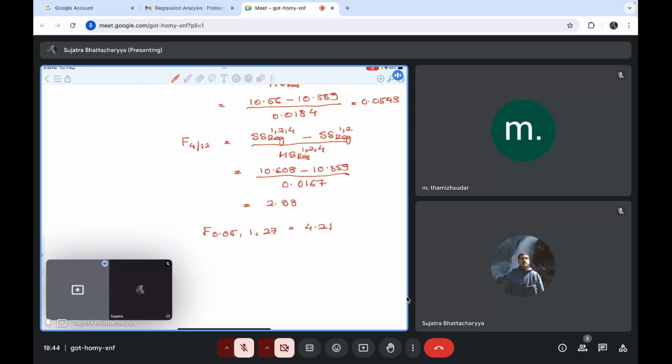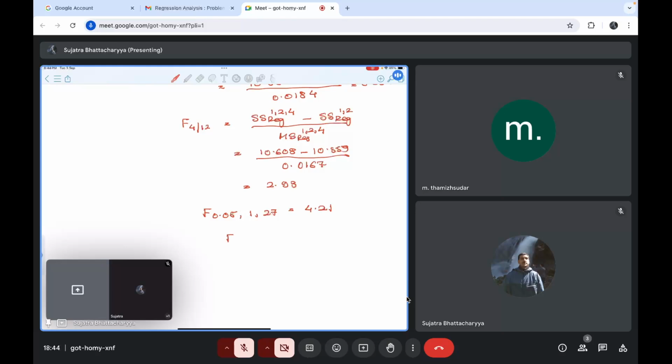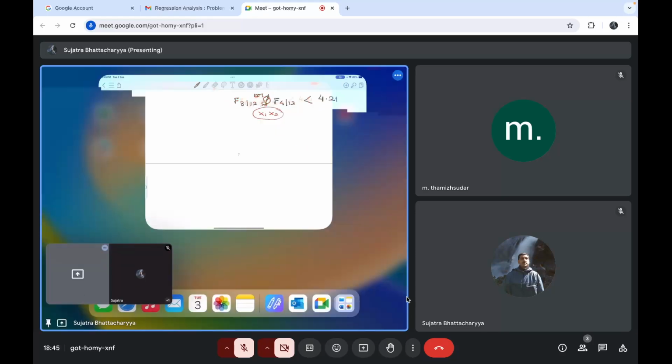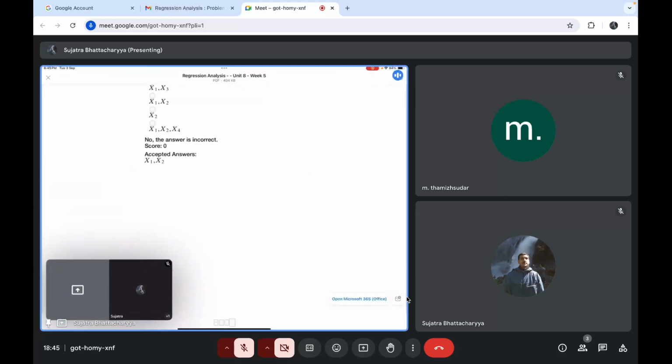So none of the possible F statistics, whether it is 3 in the presence of 1, 2 or 4 in the presence of 1, 2, are greater than 4.2; both are less. Therefore x1, x2 is the best regression model.